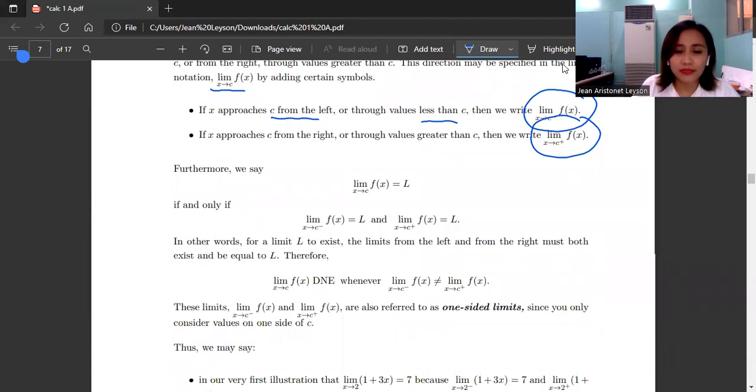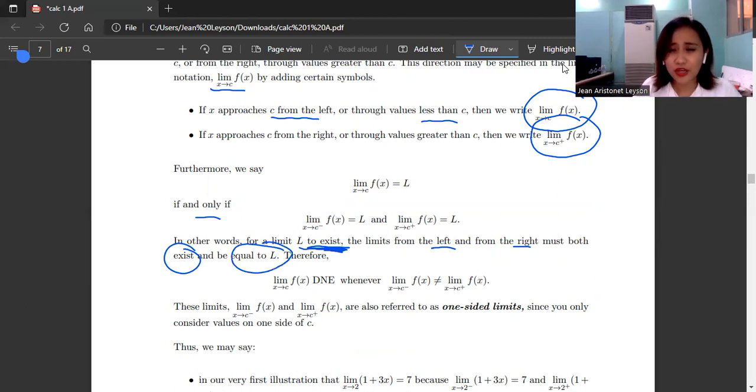Furthermore, we say that the limit of the function f of x as x approaches C is equal to L if and only if the limit of f of x as x approaches C from the left and the limit of f of x as x approaches C from the right are both equal to L. So in other words, for a limit to exist, the limits from the left and from the right must both exist and be equal to L. Therefore, the limit does not exist if the limits from the left and from the right side are not equal.